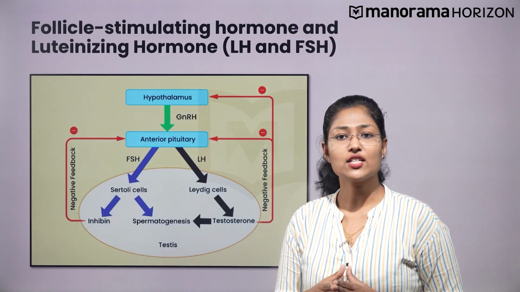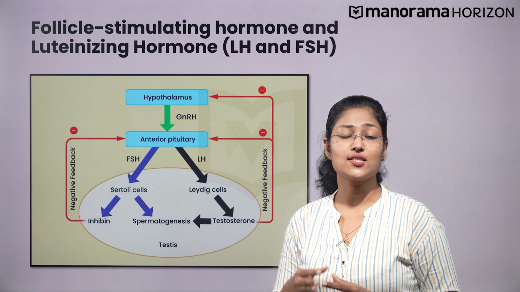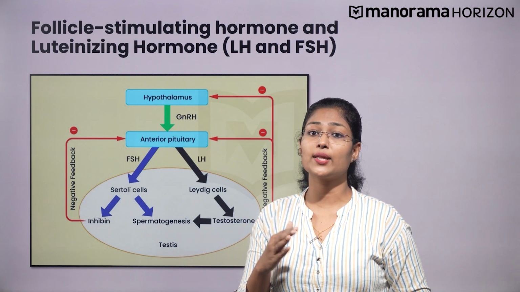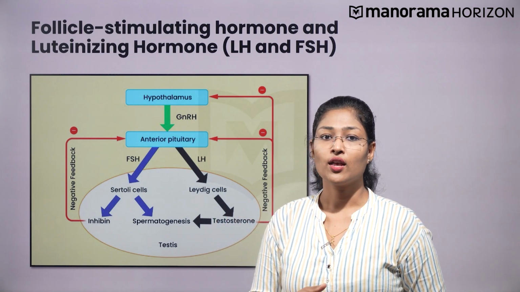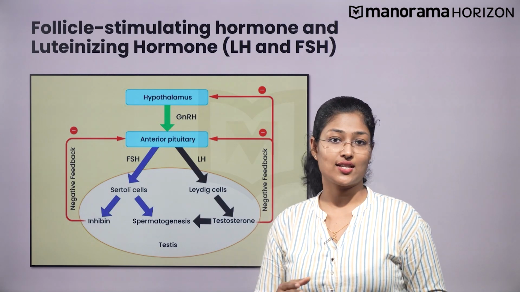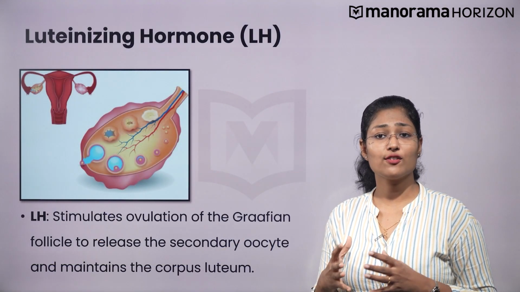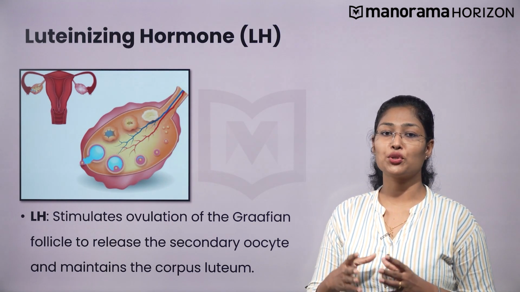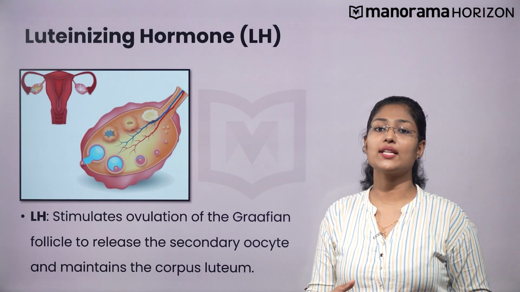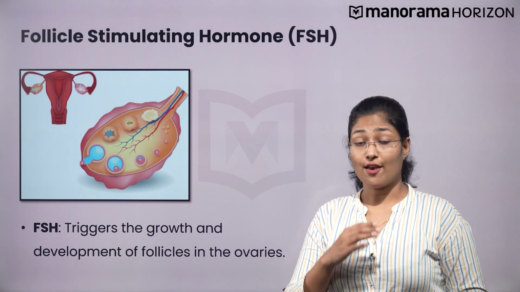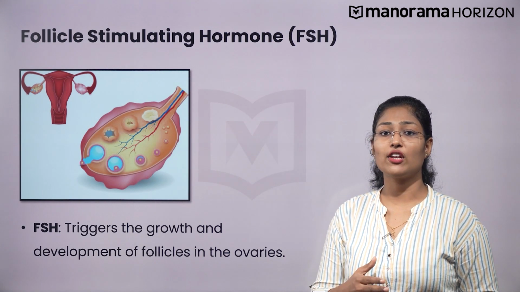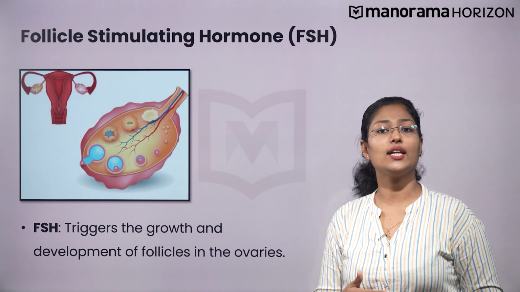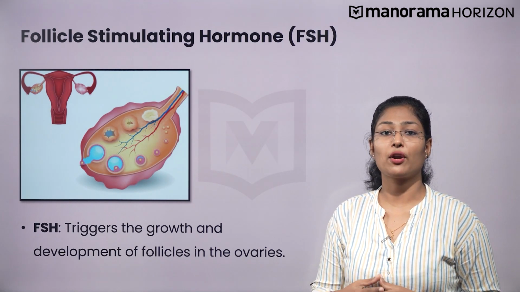In males, LH stimulates the Leydig cells of the testes to secrete testosterone, while FSH along with testosterone regulates the process of production of sperm, termed spermatogenesis. While in the case of females, LH stimulates ovulation of the Graafian follicle to release the secondary oocyte and maintains the corpus luteum. FSH triggers the growth and development of follicles in the ovaries. We will discuss these hormones in detail while studying sexual reproduction in humans.